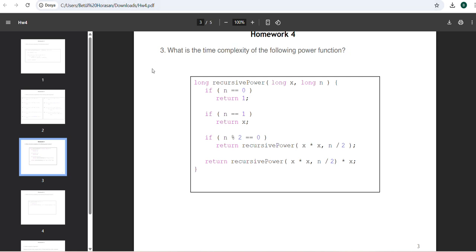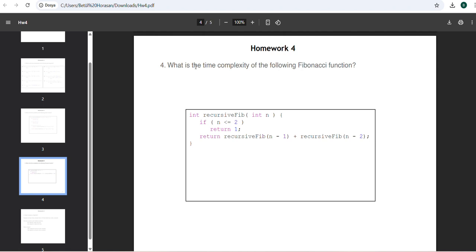This function performs exponentiation using the divide and conquer approach. Since n is divided by 2 at each step, the time complexity of the function is O(log n). This means that even if n is a large number, the number of operations decreases logarithmically, making it much faster than the classic linear exponentiation method.